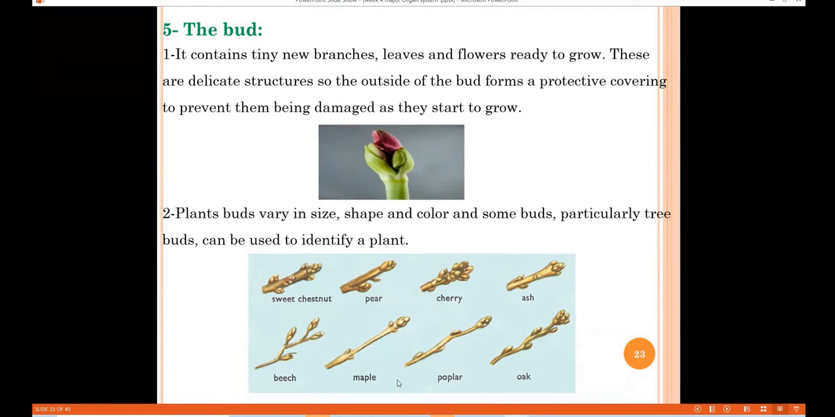What is ash? Ash is also the name given to some tree, like maybe it gives fruit. You know the vegetable which is known as ash gourd, like bottle gourd, and this gourd is very big in size. Okay, so I believe it is that particular tree. Then all of these are the buds of fruiting plants or trees. You can see the pear, sweet chestnut, cherry, all these give you fruits, right? The maple, all of them.